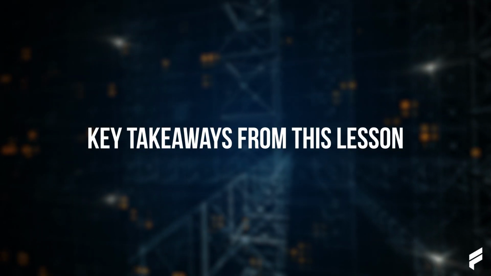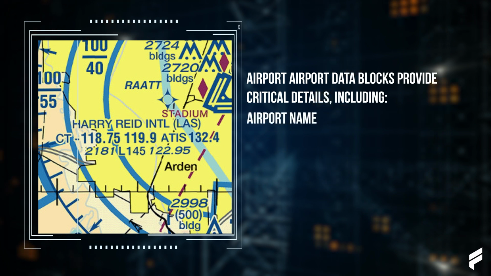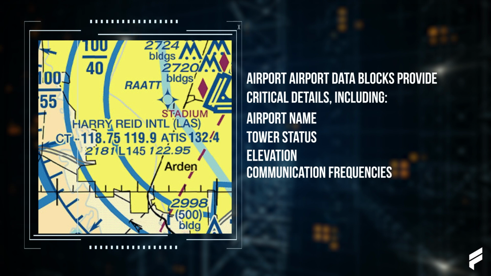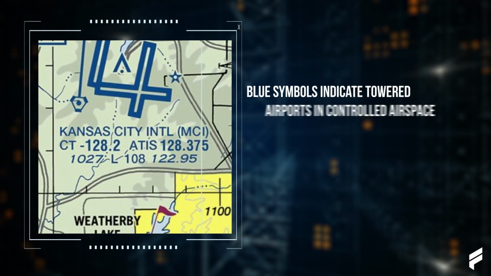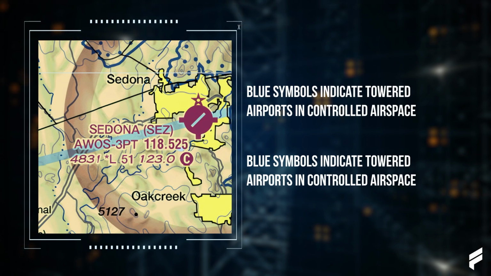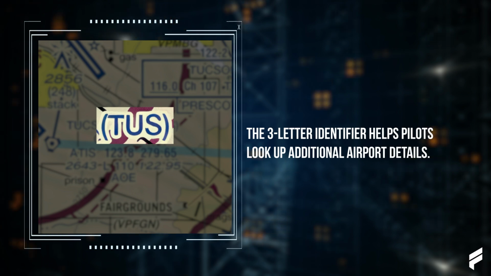Here are some key takeaways from this lesson. Airport data blocks provide critical details, including airport name, tower status, elevation, communication frequencies, and runway length. Blue symbols indicate towered airports in controlled airspace, while magenta symbols indicate non-towered airports in uncontrolled airspace. The three-letter identifier helps pilots look up additional airport details.